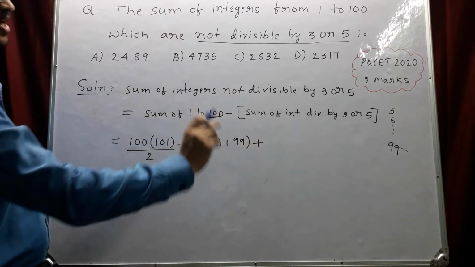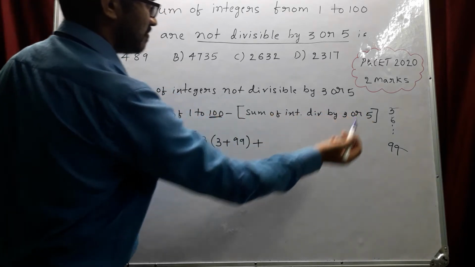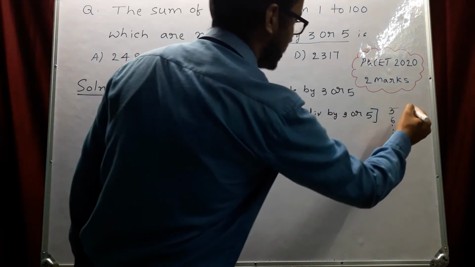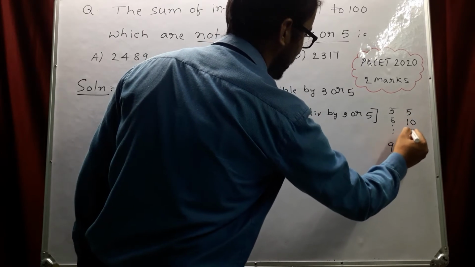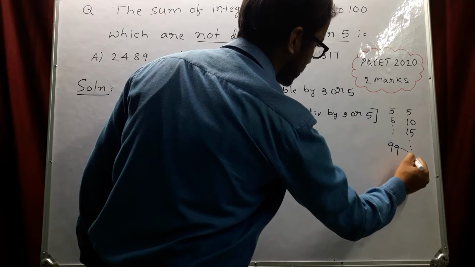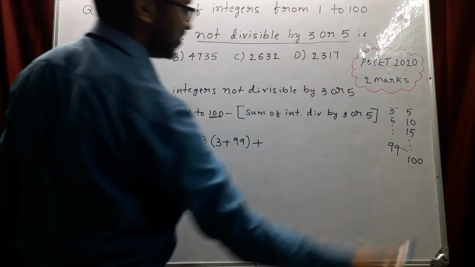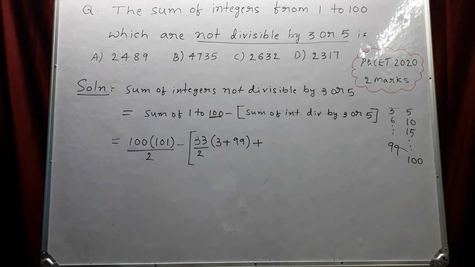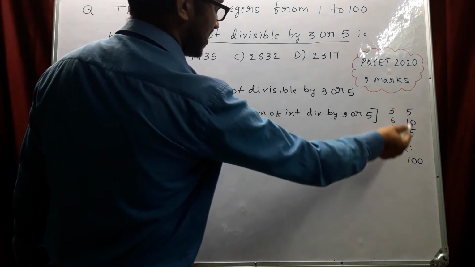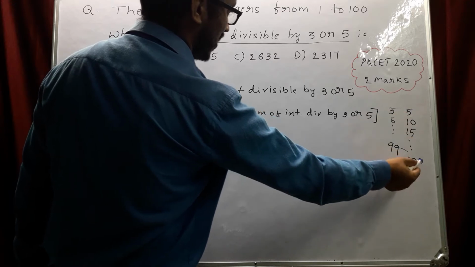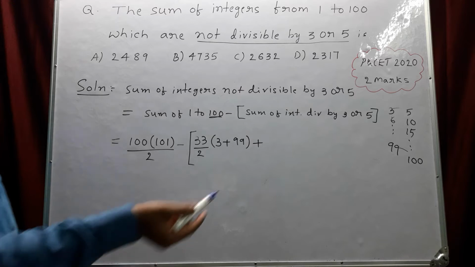Similarly, R means we have to add the sum of integers divisible by 5. So what are the numbers divisible by 5? 5, 10, 15, and so on till 100. 100 is also divisible by 5. So in total, how many numbers are there divisible by 5? 100 divided by 5 gives us 20. So there are 20 numbers which are divisible by 5.